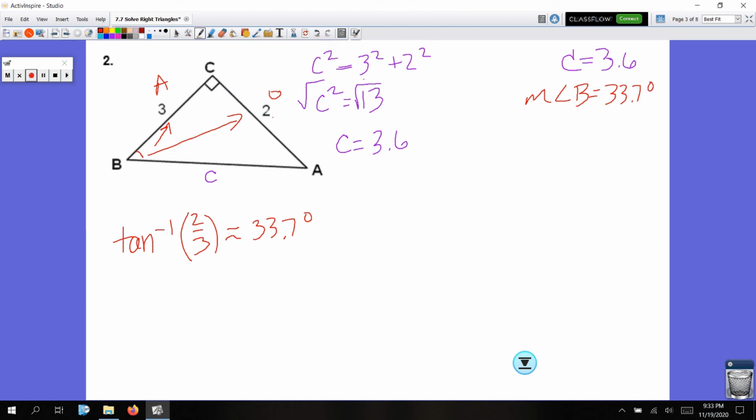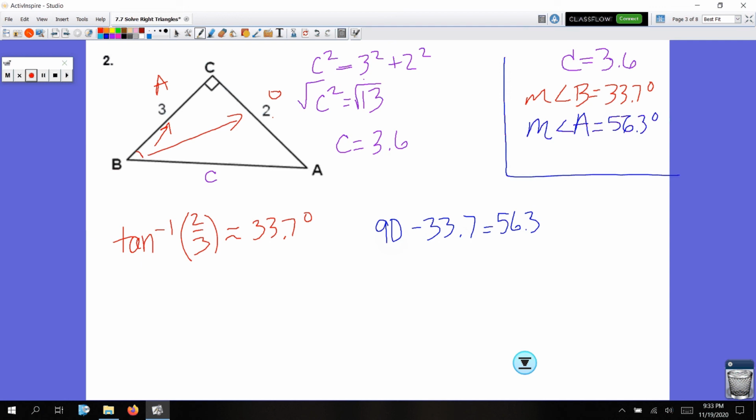All we need to do to find the measure of angle A is subtract. So 90 minus 33.7 gives us 56.3 degrees. All right, totally cool. Now this triangle's all solved. Let's check out another example where we're not missing the hypotenuse.